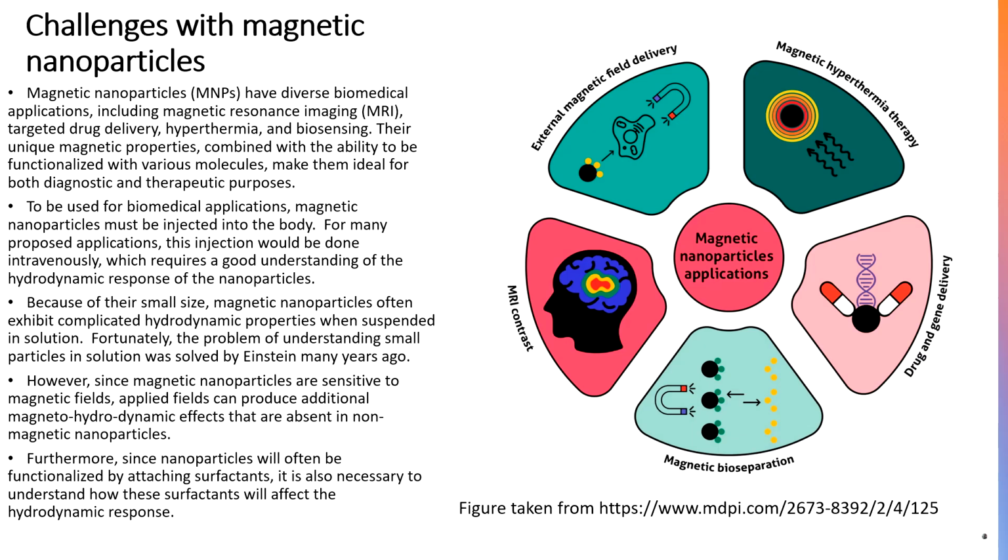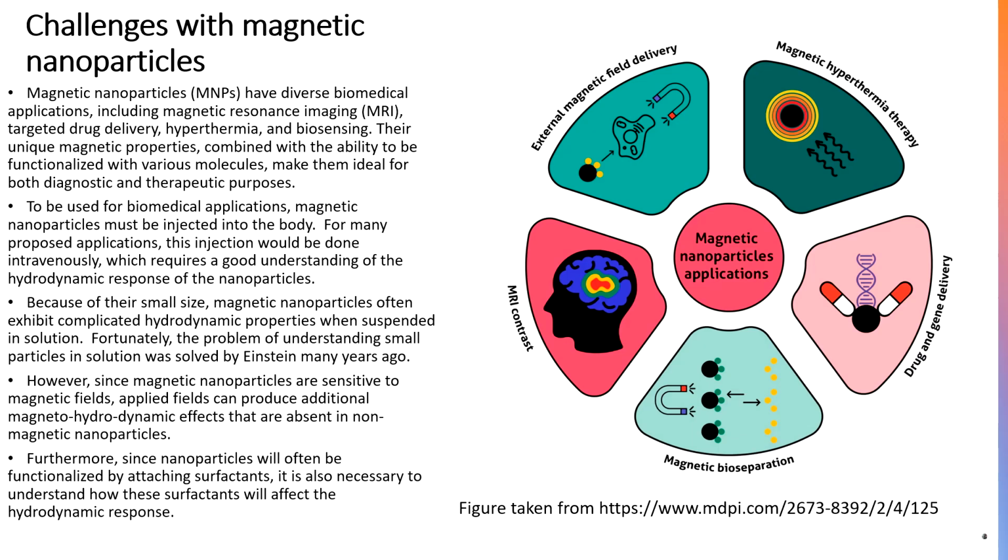To be used for biomedical application, magnetic nanoparticles must be injected into the body. For many proposed applications, this injection would be done intravenously, which requires a good understanding of the hydrodynamic response of the nanoparticle. So now in this scenario, what you want is your nanoparticle should be targeted, and then they can be injected. So they should be very small, 1 to 100 nanometers. So they are smaller than the red blood cells or white blood cells. So they circulate into the systemic circulation, and the attached targeted moiety will take them to the cancer cells, and this is how it works.